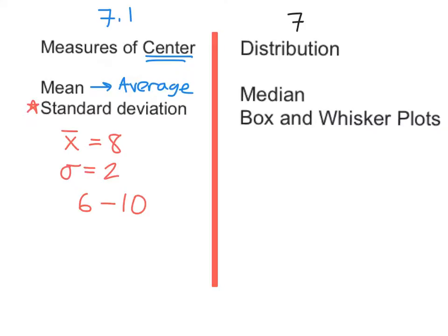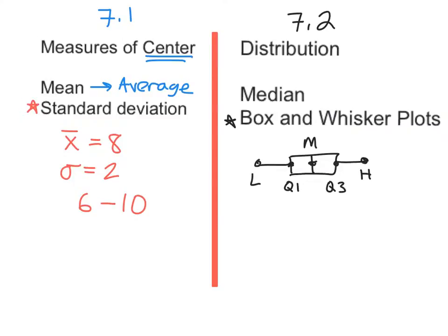In section 7.2 we started looking at distribution. That's taking a look at how data is spread out. What we focused on were box and whisker plots. We had our box and our two whiskers. Remember, there were 5 points of data that we looked at. We looked at the median, which I'll label with an M. We had our low value and our high value, and then we had our quartiles, Q1 and Q3.